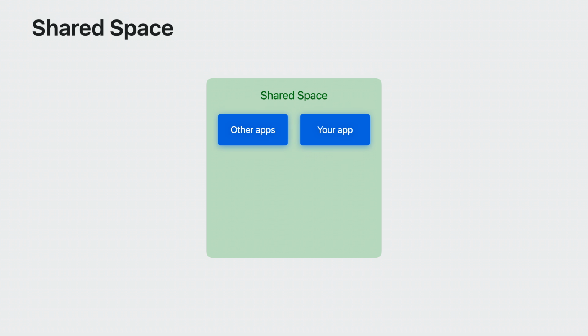When multiple apps run side by side, they are all rendered in the same space, which is one of the reasons we call it the shared space. This means that the performance of your app can be affected by the work that the render server is doing to render the other apps. Then the render server works with the compositor to generate the final frames.